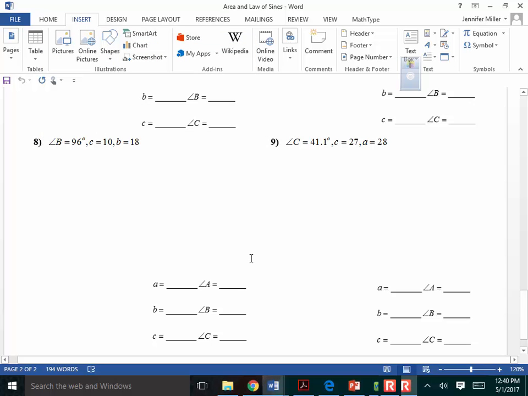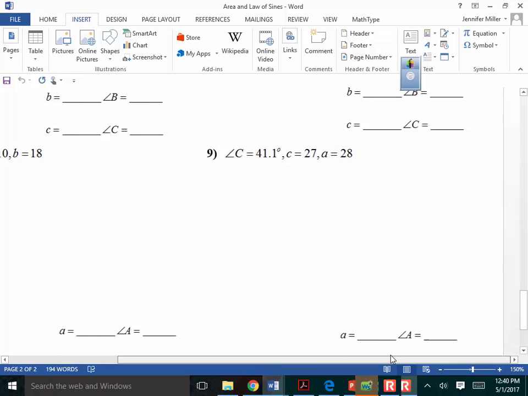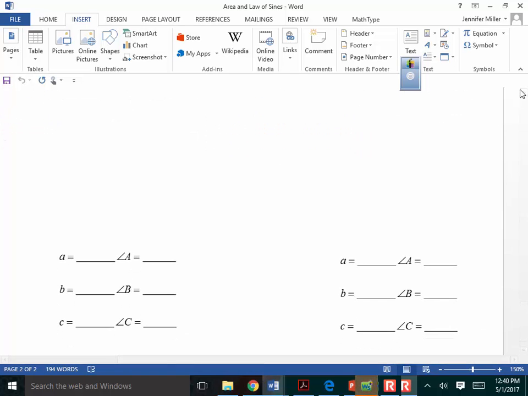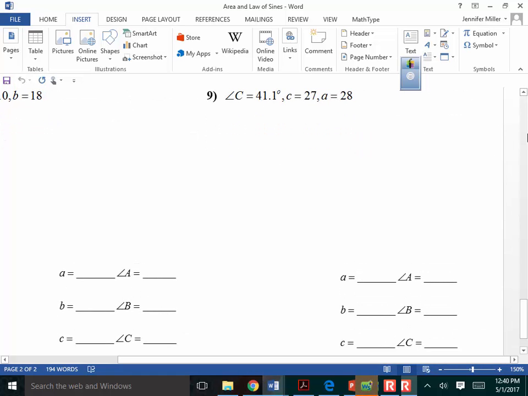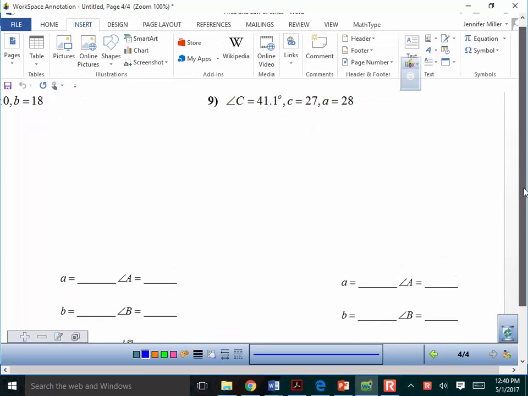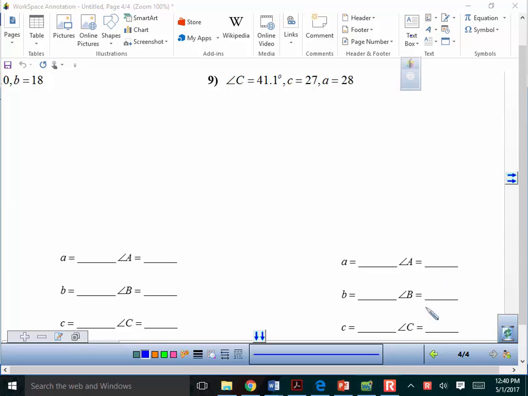This is just a review of the homework, which is from the notes that we took on Friday in class. Okay, we're going to use the law of sines here. So I'm just going to start by identifying the information we're given. We're given that the angle C is 41.1 degrees. We also know that the side opposite that is 27, and this side is 28, okay?